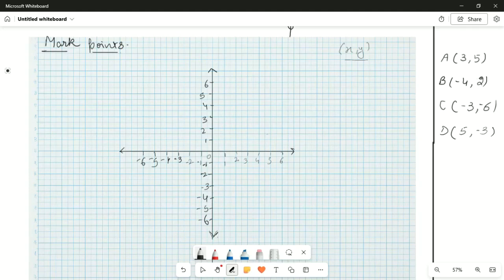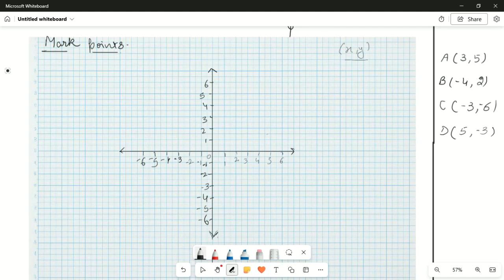Every point is written as (x, y). The first number is how far to move left or right on the x-axis. The second number is how far up or down we have to go on the y-axis.